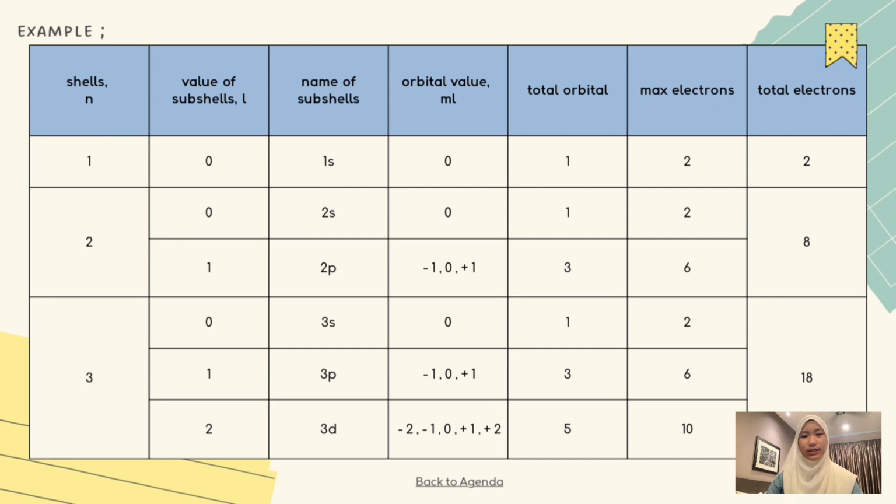For the third shell, n equals 3, it has 3 subshells, 0, 1, and 2. As we learned, 3s, 3p, and 3d. 3s has the orbital value 0. The 3p has negative 1, 0, and 1, which is 3 orbitals, and 3d starts from 2, so negative 2, negative 1, 0, positive 1, and positive 2. So it has 5 orbitals, and 5 orbitals can fit 2 electrons each, which is 10 electrons. So the total electrons that can fit in the third shell is 18.